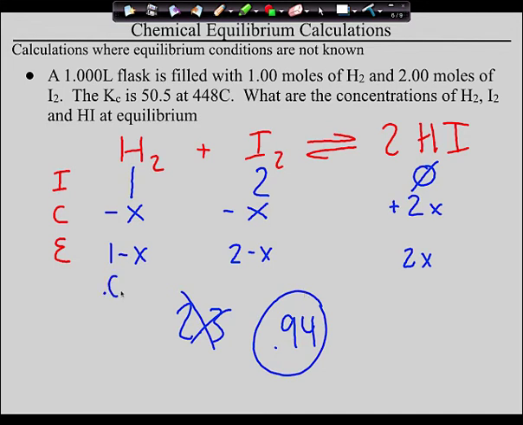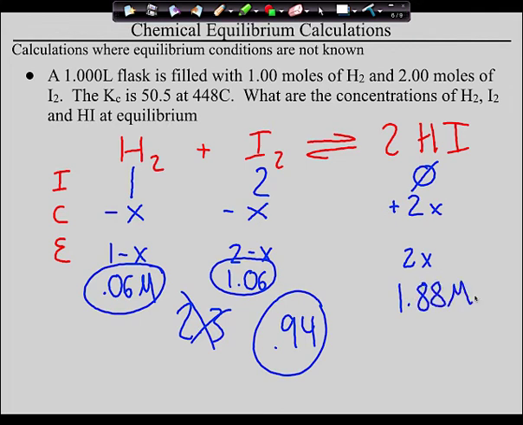It's 0.06 molar, 1.06 molar, and then 1.88 molar. Did I do that right? So guys, you're not done until you've taken that result, come back, plugged it into those expressions that you wrote, and then solve for the molarities. Nathan, go ahead.